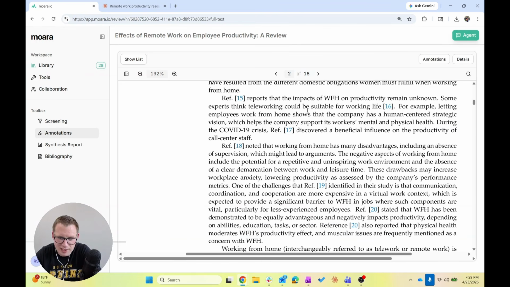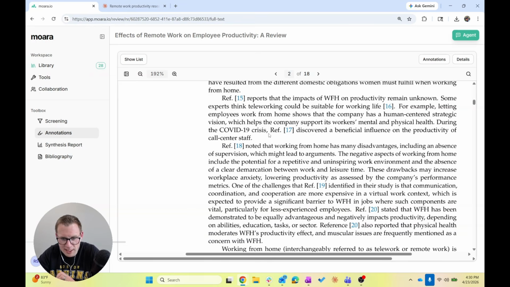Ref 15 reports the impacts of work from home on productivity remains unknown. Some experts think teleworking could be suitable for working life. Letting employees work from home shows that company has a human-centered strategic vision. I mean, these are the types of things that really would get ironed out in a good empirical study that's based on observational data. But we've got to work with what we've got.